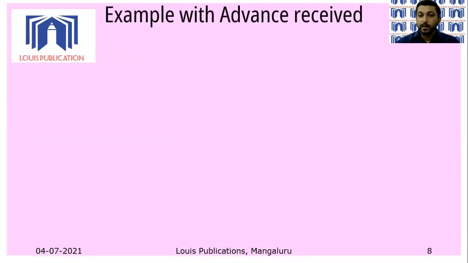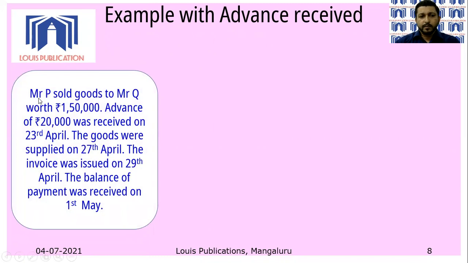Let's move to another example where I include advance as well. If advance is received, how will the scene change? Or what extra criteria do we consider? Let's understand. Mr. P sold goods to Mr. Q worth rupees 1,50,000. An advance of rupees 20,000 was received on 23rd of April. Advance means any amount received before supply, before the invoice is issued. The goods were supplied on 27th of April and the invoice was issued on 29th of April. So 20,000 was received in advance.